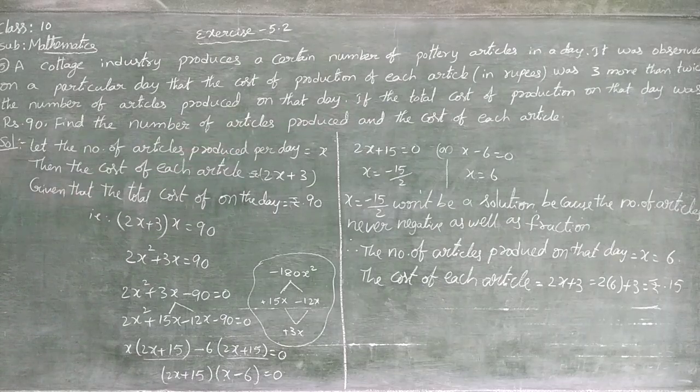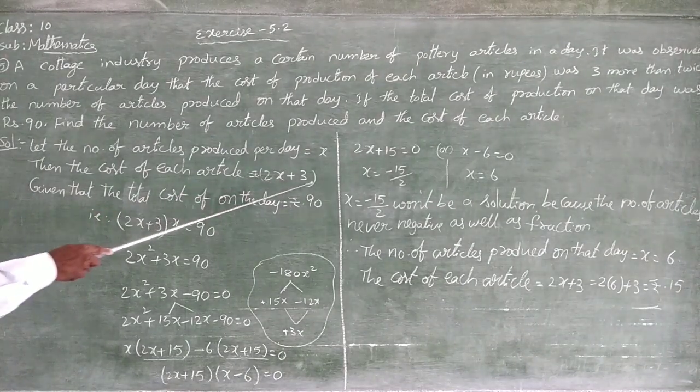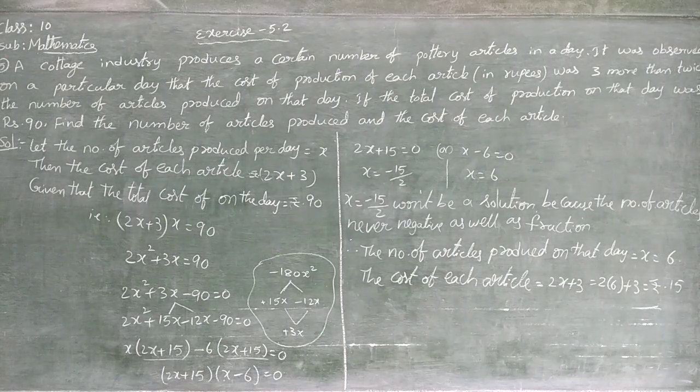If the total cost of production on the day was 90 rupees, find the number of the articles produced and the cost of each article. We don't know the number of articles produced per day, so let the number of articles produced on that day be x. Then the cost of each article is 3 more than twice the number of articles. Twice means 2 times, so 2x plus 3 is the cost of each article.